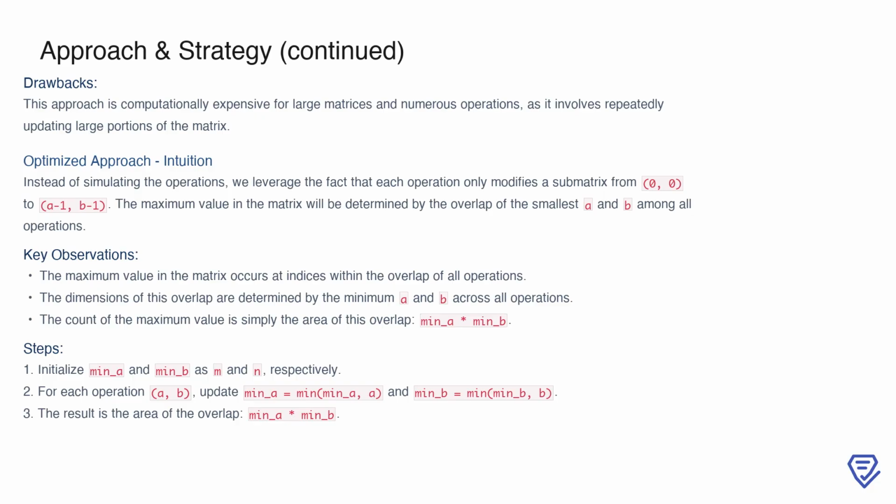Instead, we focus on the key observation that the maximum value in the matrix occurs in the region where all operations overlap. The dimensions of this overlap are determined by the smallest values of A and B across all operations. This allows us to bypass unnecessary computations. By iterating through the operations, we track the minimum A and B, which define the dimensions of the overlap. The count of the maximum value is simply the area of this overlap, calculated as min_A*min_B. This approach is not only more efficient but also leverages the problem's inherent structure to simplify the solution.